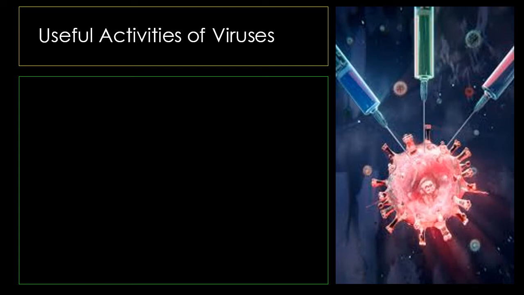Regarding these useful activities, in Marathi we will call it काट्याने काटा काढणे. Let us see how this sentence applies to viruses and how it shows their useful activities in economic importance. First, the production of antidotes or vaccines. All of us are waiting for the vaccine against COVID-19. So how does this production of antidotes or vaccines occur? Let us see.